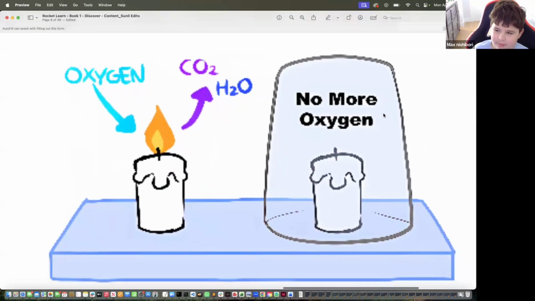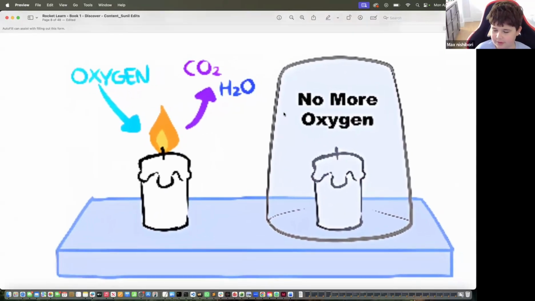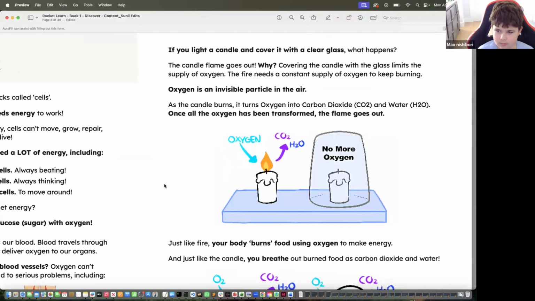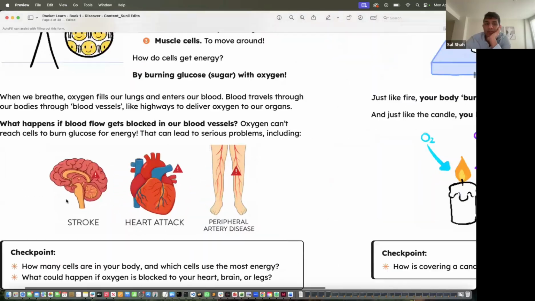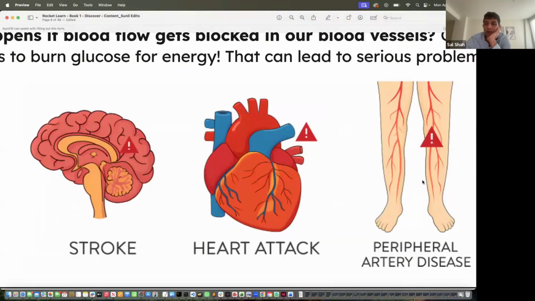It doesn't let you burn, it doesn't let you put out the CO2 and water. You cannot unlock the atoms. Exactly, the molecules. That's why a candle flame immediately dies without oxygen, right? Look what happens if you shut off oxygen. You get a stroke, a heart attack, or other heart diseases.